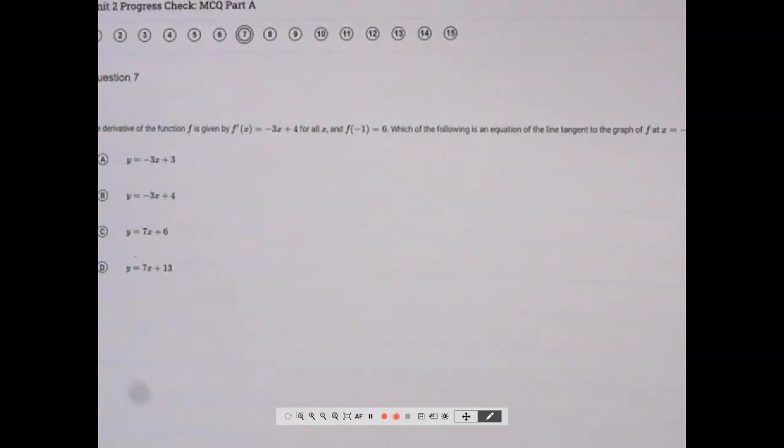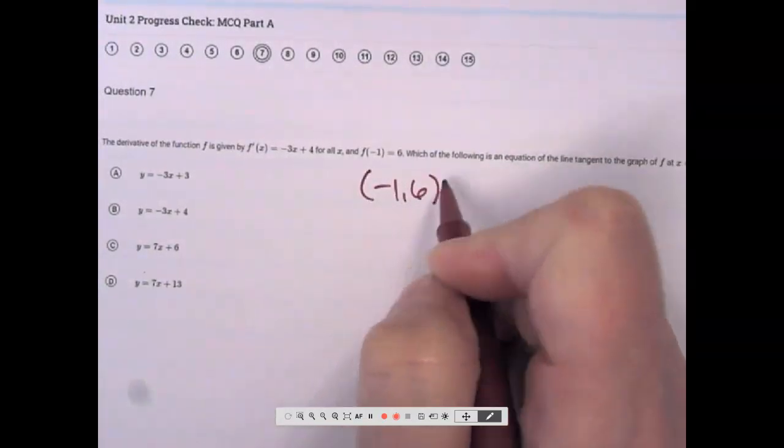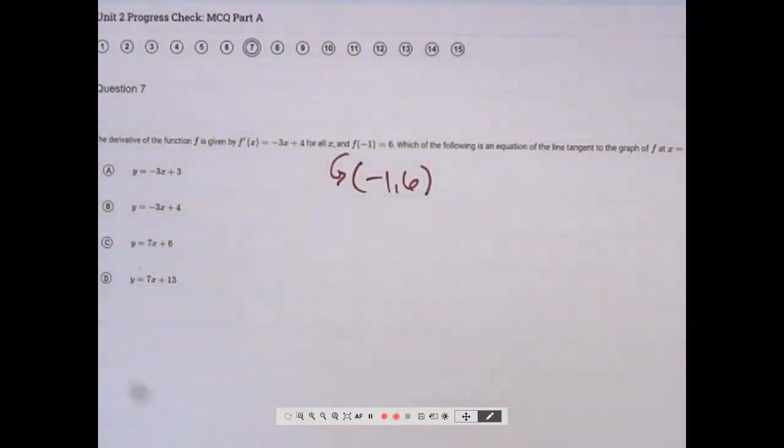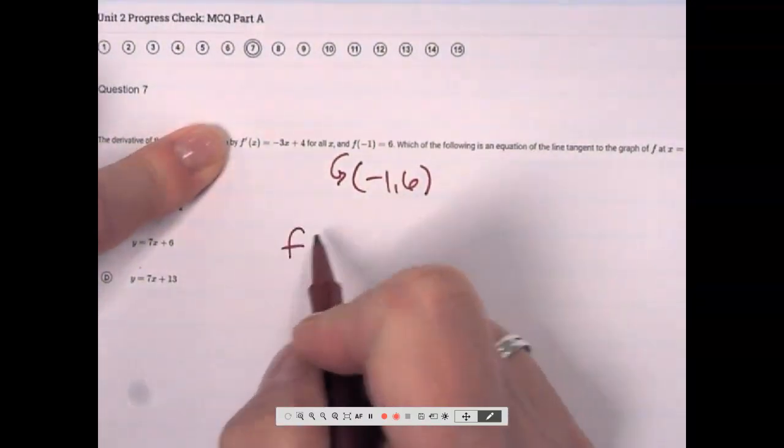No, you don't know the slope. Well, we know the point, but I have a formula for the slope. You don't need the slope given, you can find the slope. -1, 6 is the point. Now I can use that point and evaluate the slope at -1.